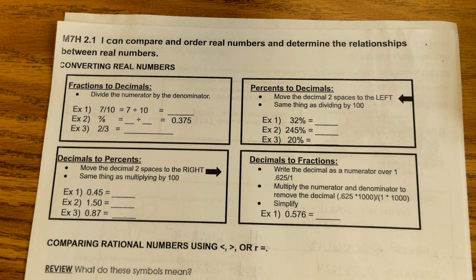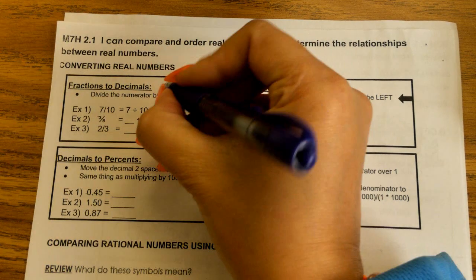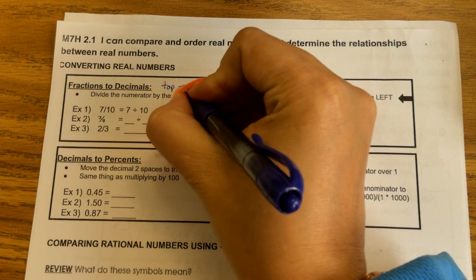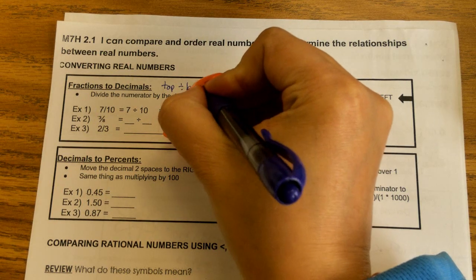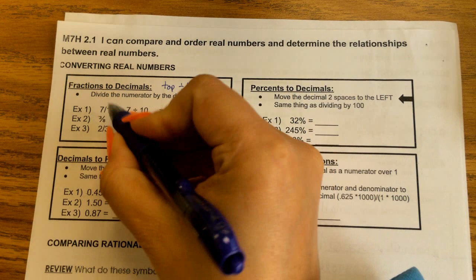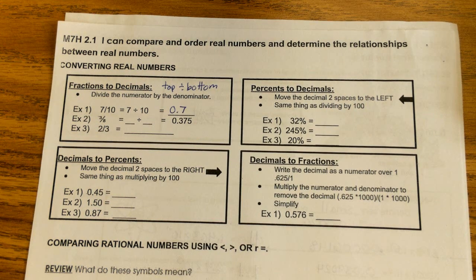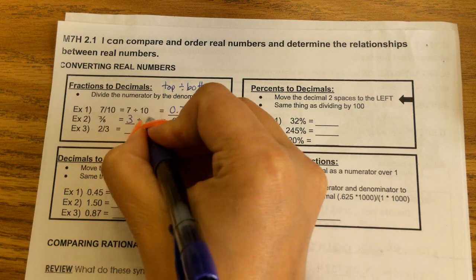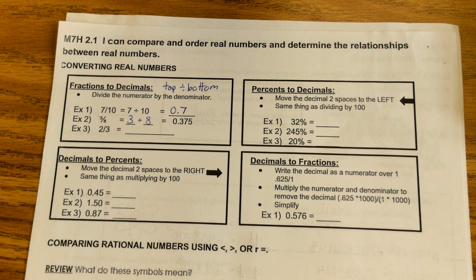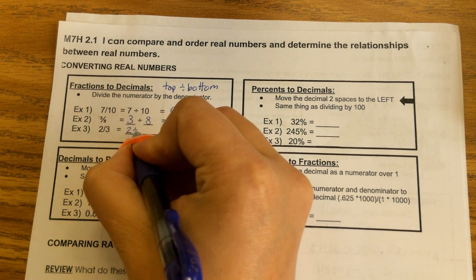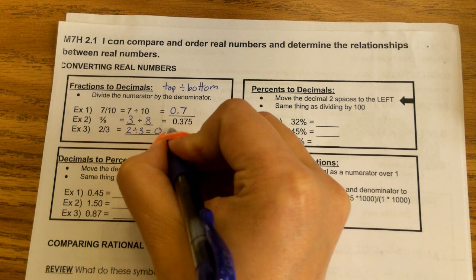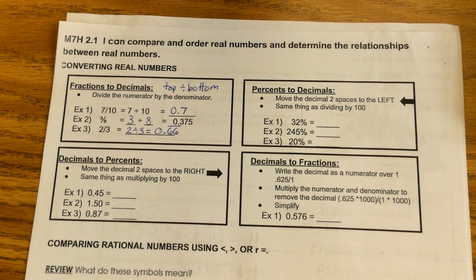Fraction to decimal, you just divide, top divided by bottom. So we're going to take the top number and divide it by the bottom. 7/10, or 7 divided by 10, is 0.7. 3/8, we're doing 3 divided by 8. And 2/3, we're doing 2 divided by 3, which is equal to 0.66 repeating.